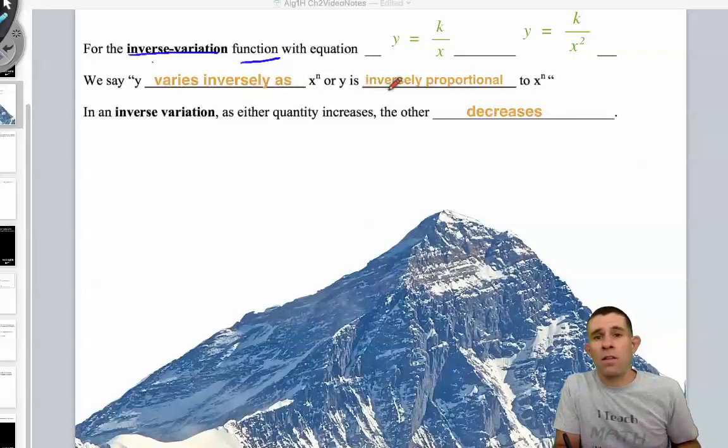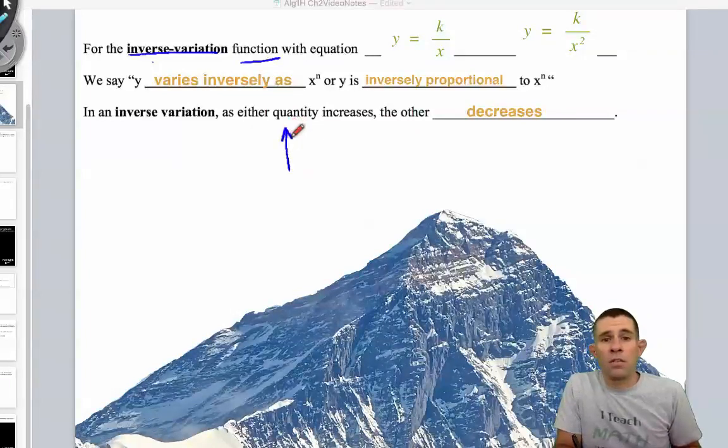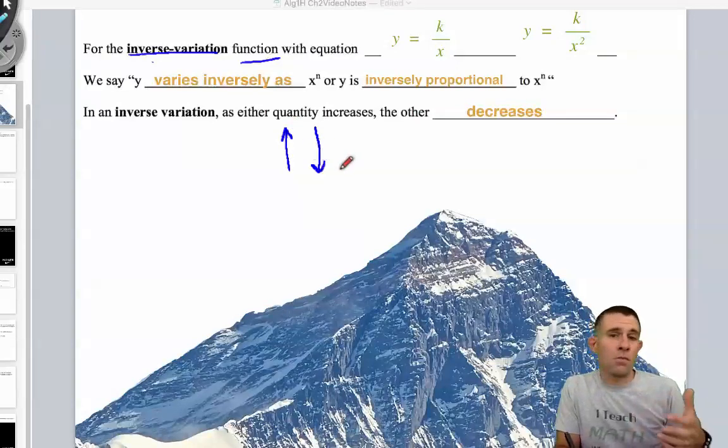Another way to say that is that y is inversely proportional to x, or y is inversely proportional to x squared. And keep in mind, the relationship between these two variables is just like our elevation and our oxygen. As one goes up, the other one goes down. Or in other words, as one increases, the other one decreases.